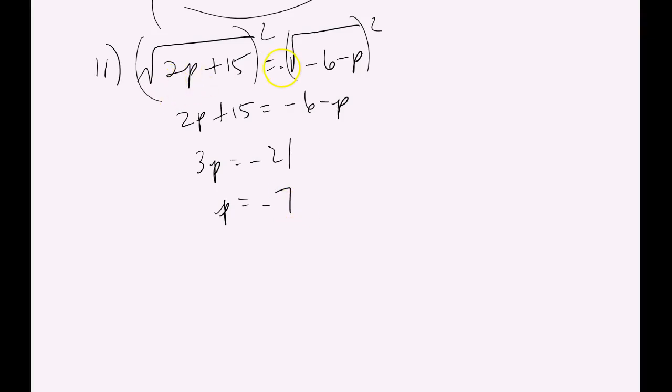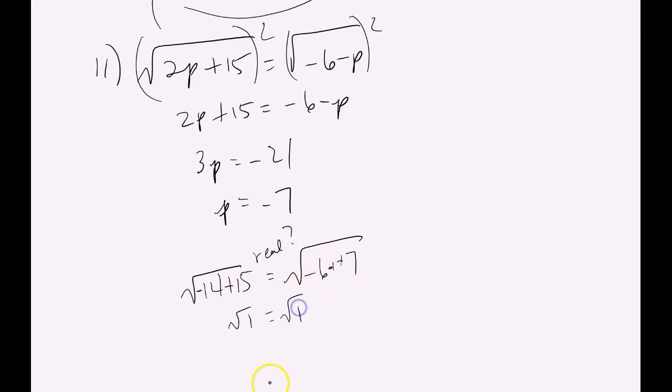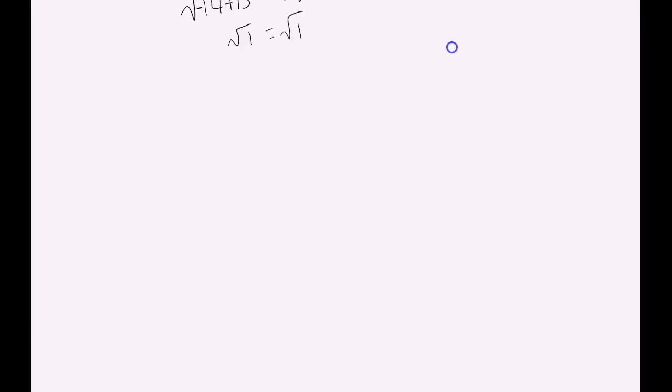Now, go back and plug that in, and like I said, make sure it makes sense, because if I plug in a negative 7 to this one, I get the square root of negative 14 plus 15. If I plug in a negative 7 over here, I get negative 6 minus negative 7. Just make sure these are in fact equivalent and real. Are they equal? Are they real? This is a positive 1, so that's good. And this is a plus plus. This is also a positive 1. So that's a good solution. Just make sure you check it. Number 12.